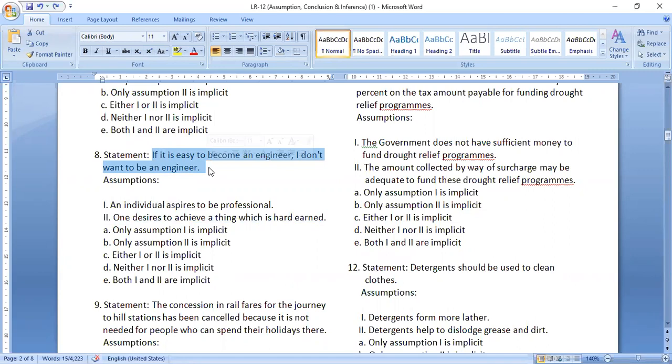The statement is kind of made by... It's a general statement, and so when you say one desires, so we talk about... So, assuming, if the statement was, if it is easy to become an engineer, nobody wants to be an engineer, then I think the second assumption would be true. But here in the statement, they say, I don't want to be an engineer. Okay, fine.